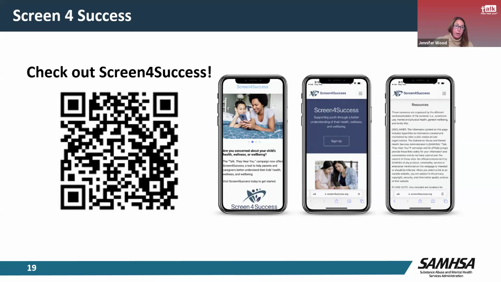And one of the pieces that you can do if you do sign up for a Screen for Success account is you can customize the referrals. So you can put local referrals in, which I know are ever changing, and that can be a challenge, but it's something that is an option to account holders. And again, no cost, no charge. It's fantastic. Next slide, Chelsea.